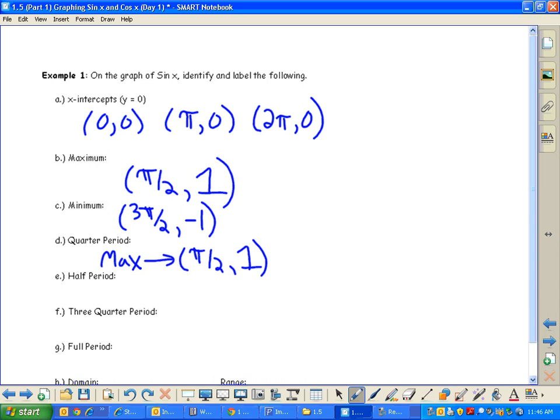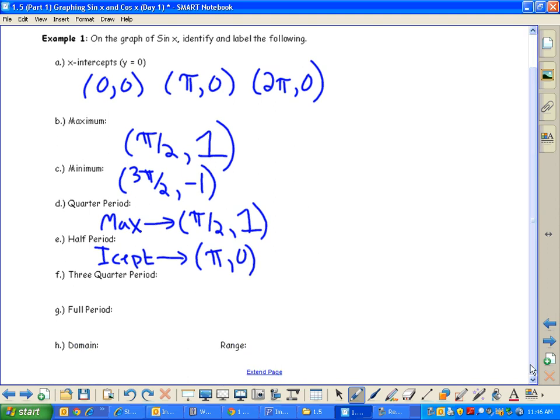At the halfway mark, we saw an intercept. At pi there, we saw pi comma 0. At the 3/4 mark, in other words, at 3 pi over 2, we saw a minimum. Oops, comma -1. And then at the full period, we saw an intercept. And that was the point 2 pi comma 0.